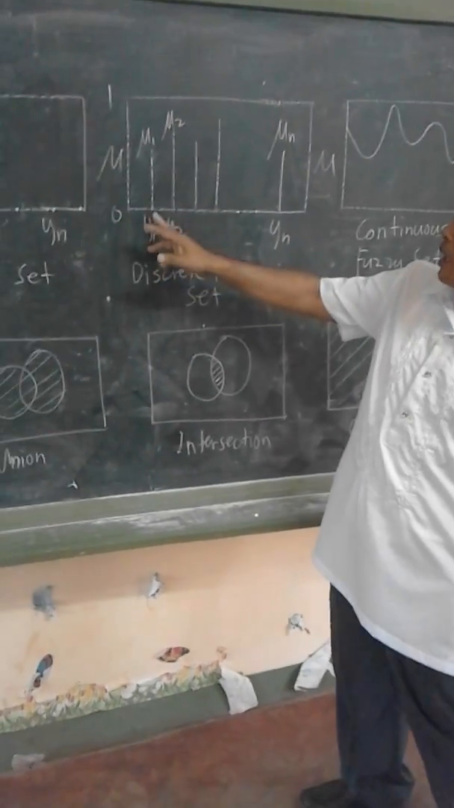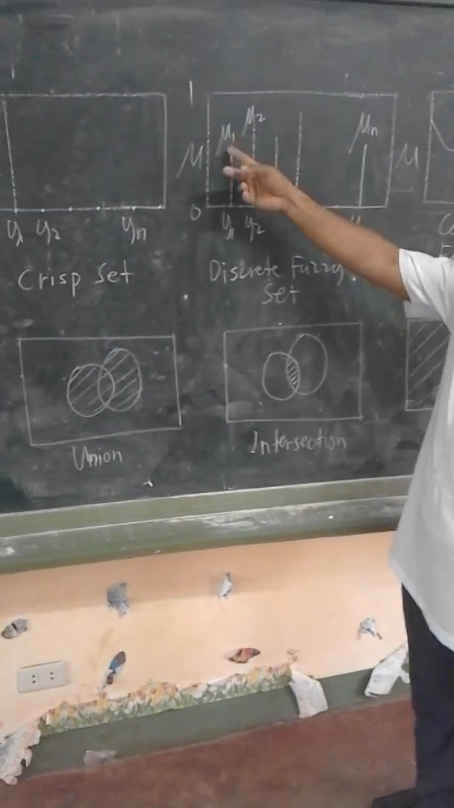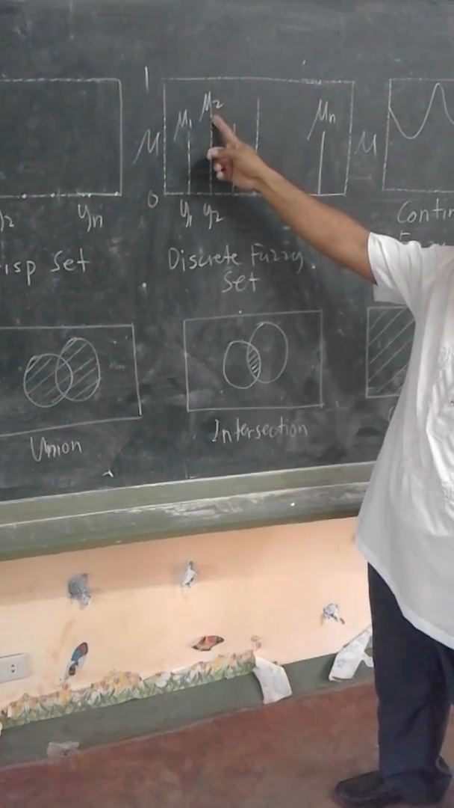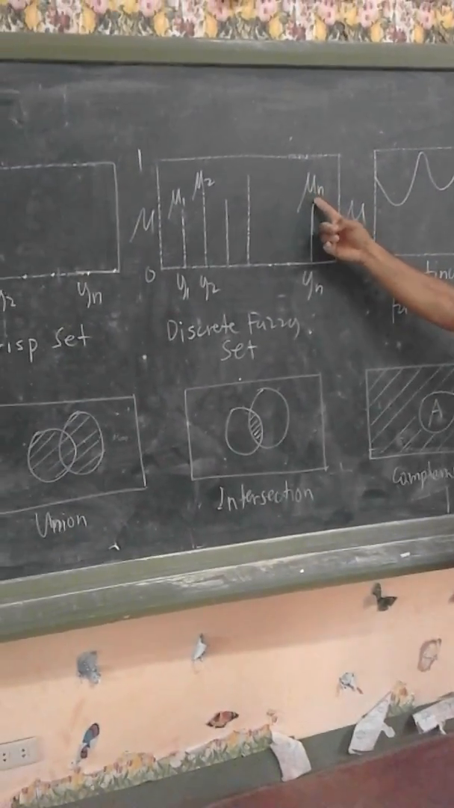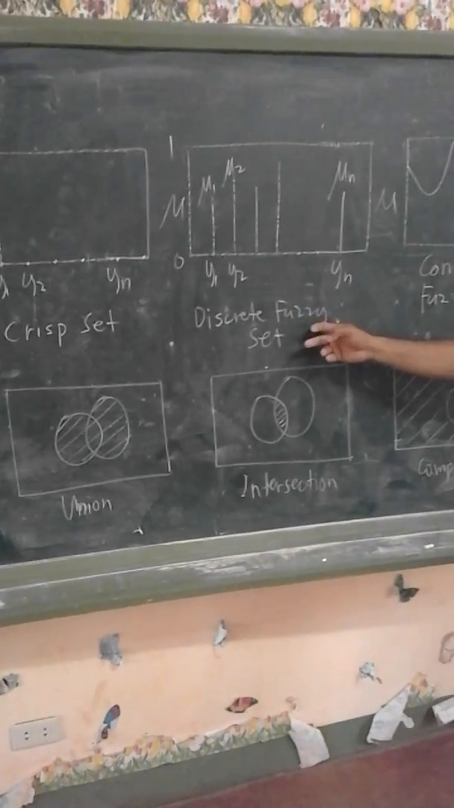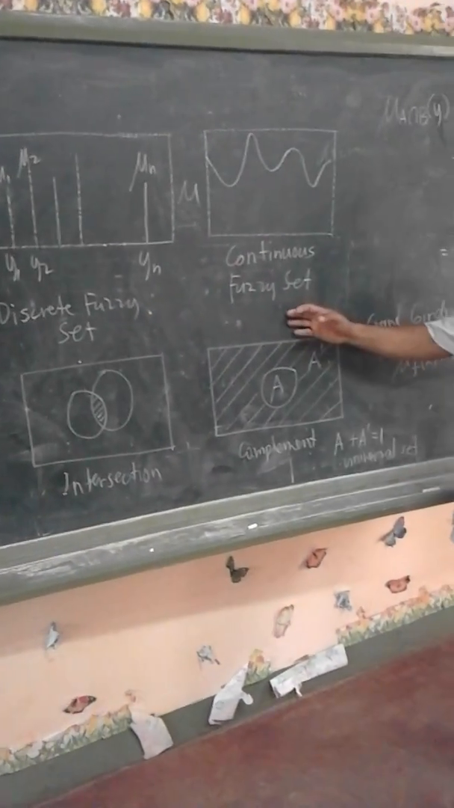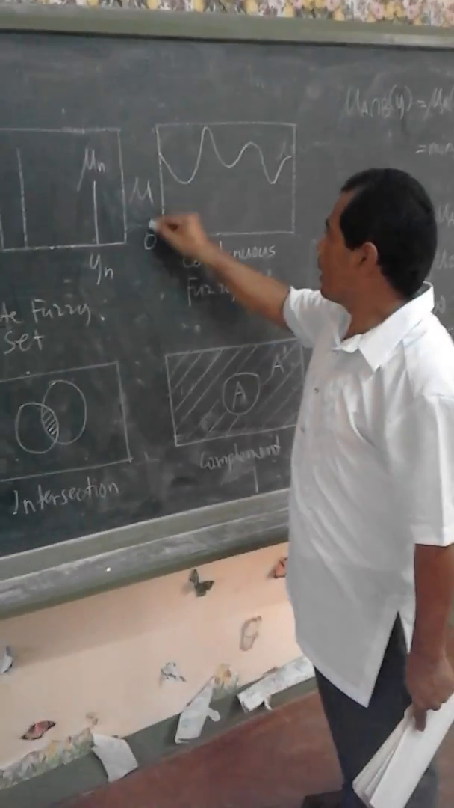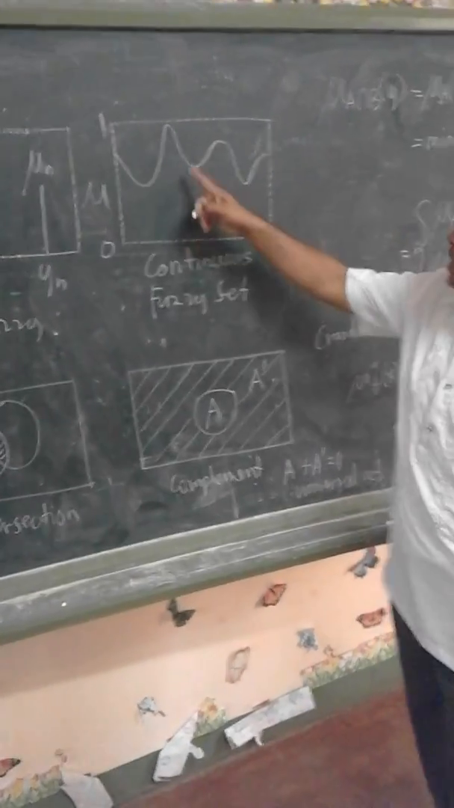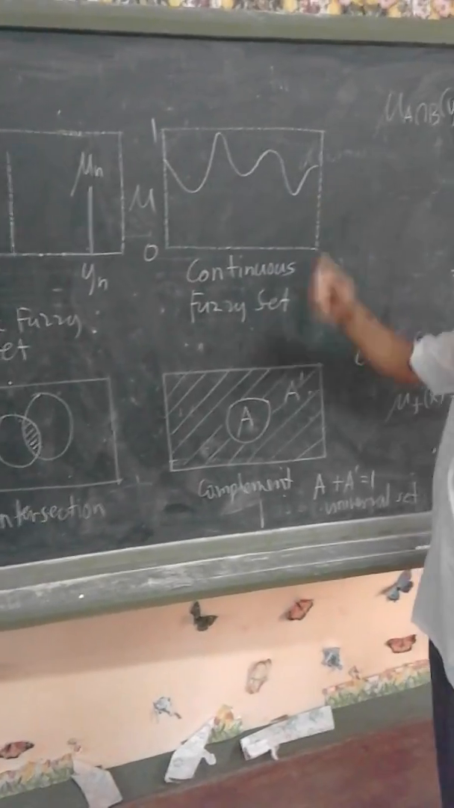Take note that y corresponds with mu sub 1, y sub 2 with mu sub 2, until such time that y sub n corresponds with mu sub n. So this is a discrete fuzzy set. Then for continuous, of course, it is continuous. This is still 0 and 1, so there is no cutting portion this time.